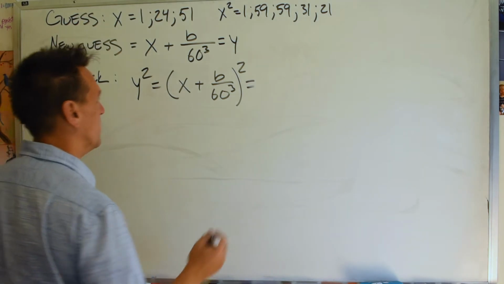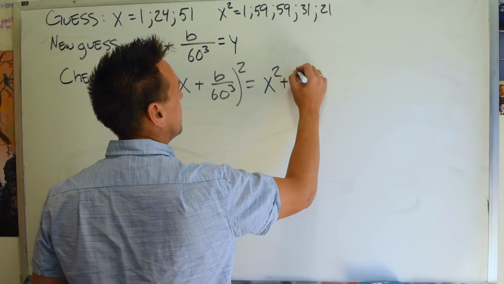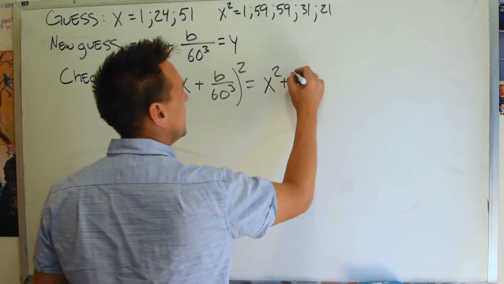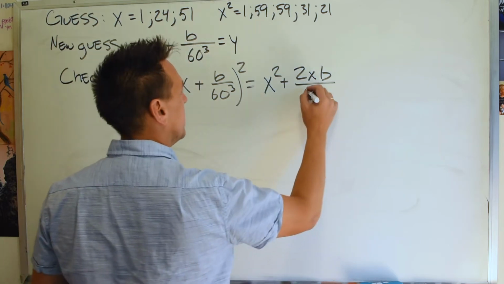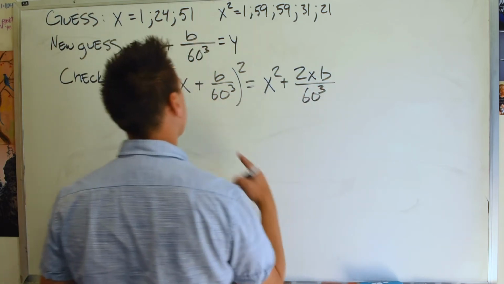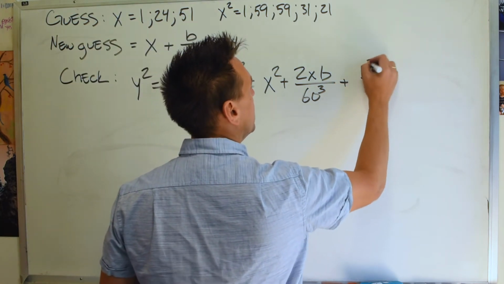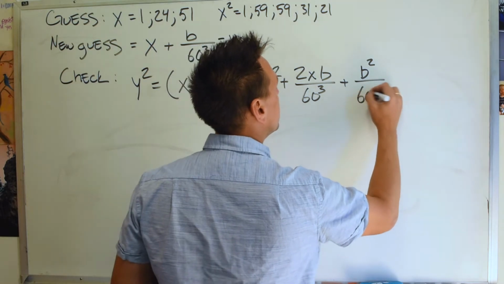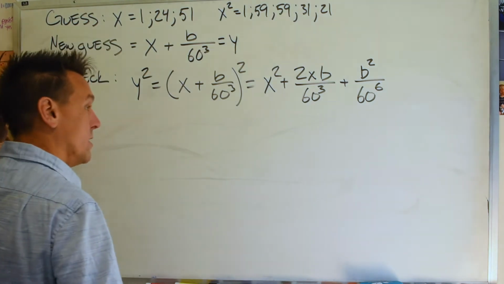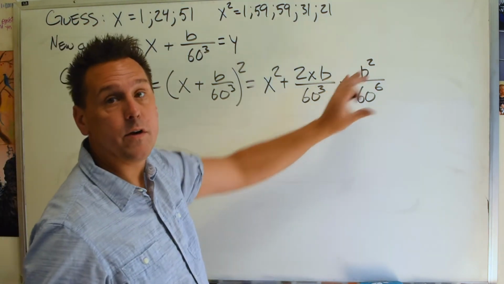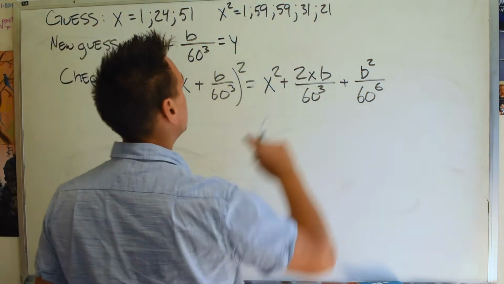Which again, just regular old foiling, I'm going to get x squared, and I'm going to get 2 times x times b over 60 cubed, that's the middle term, and then I'm going to get another term that is b squared over 60 to the 6th. So that's a number of places down. You can imagine that b squared isn't going to have a very big impact on what that number ends up being. Most of it is going to come from this part.